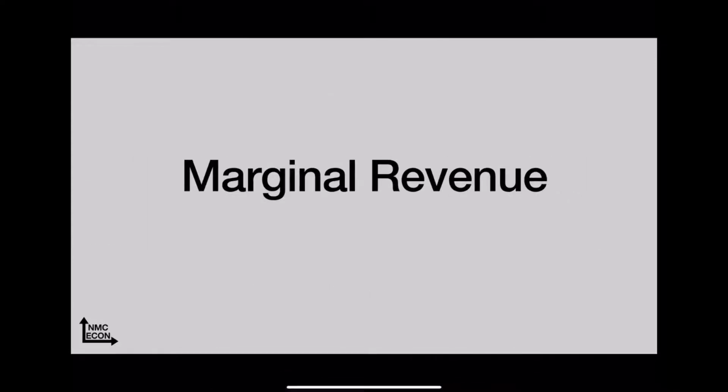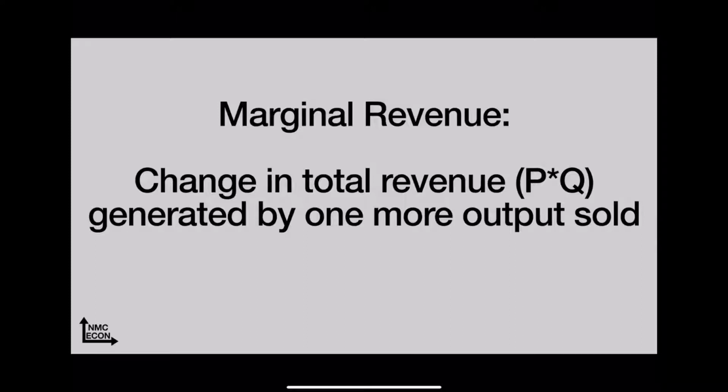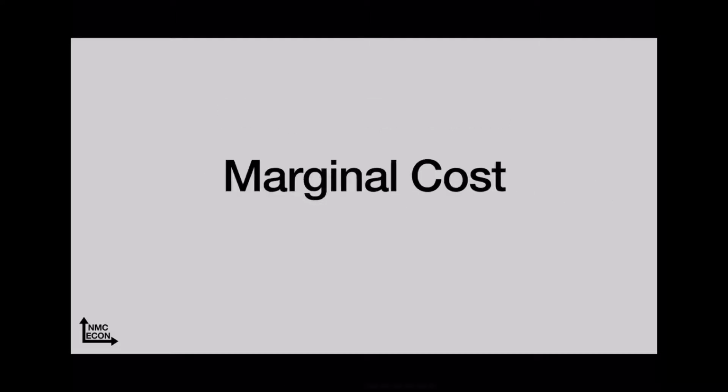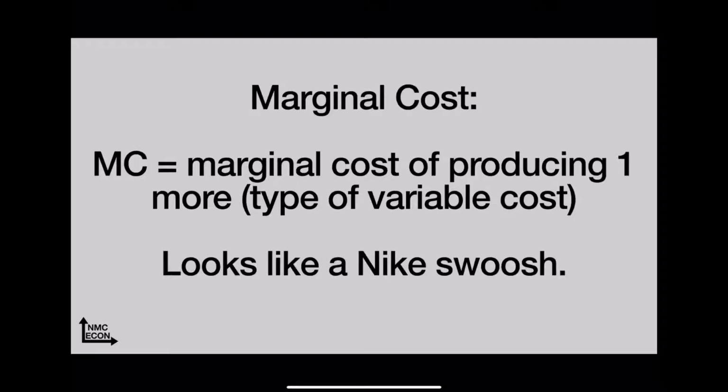Marginal revenue. This is the change in total revenue. We calculate total revenue with P times Q, generated by one more output sold. We usually use MR to abbreviate marginal revenue. Marginal cost. MC. Marginal cost is the cost of producing one more good. It's a type of variable good, and the graph of it usually looks like a Nike swoosh.